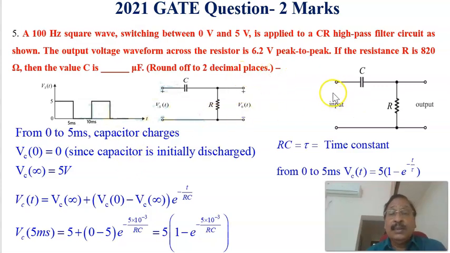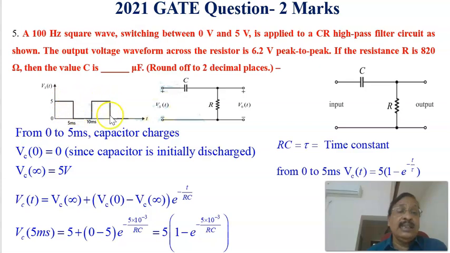That is the question. This is the high pass filter with R and C, and the peak to peak voltage here is equal to 6.2 volts, and the input square wave frequency is equal to 100 Hz, and the voltage is changing from 0 to 5. Since it is 100 Hz, the total time period is 1 by 100, which is equal to 10 millisecond. Therefore this period is equal to 5 millisecond, and this period is again 5 millisecond. This is 5 millisecond, then this one 5 millisecond to 10 millisecond. This is also 5 milliseconds.